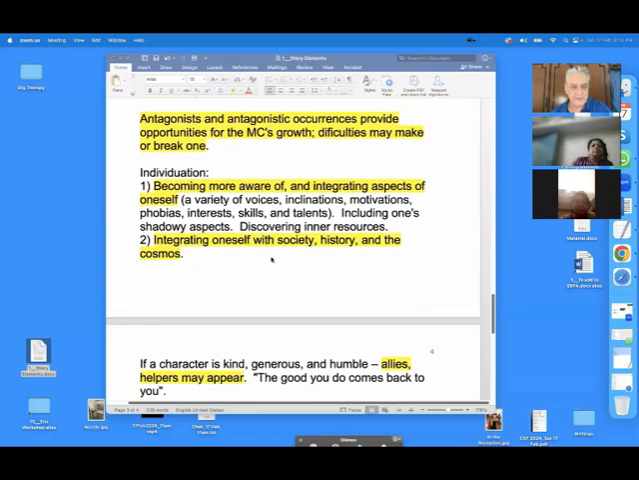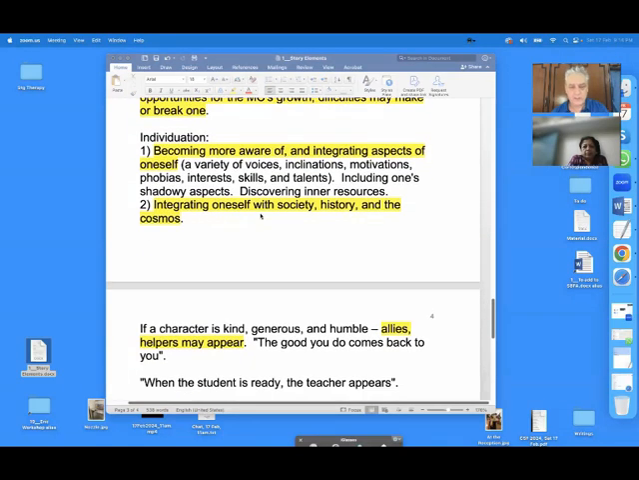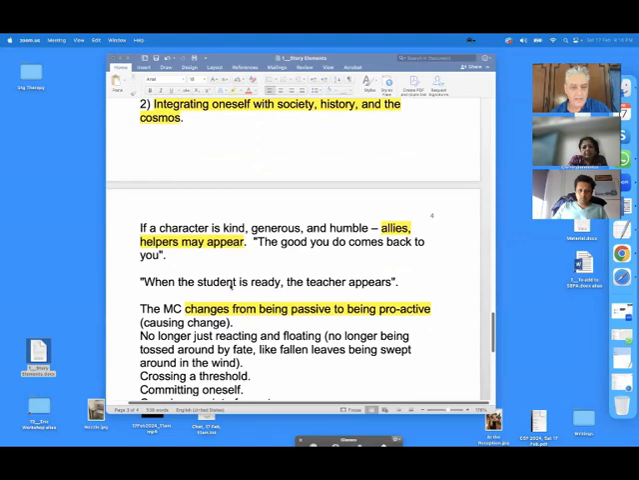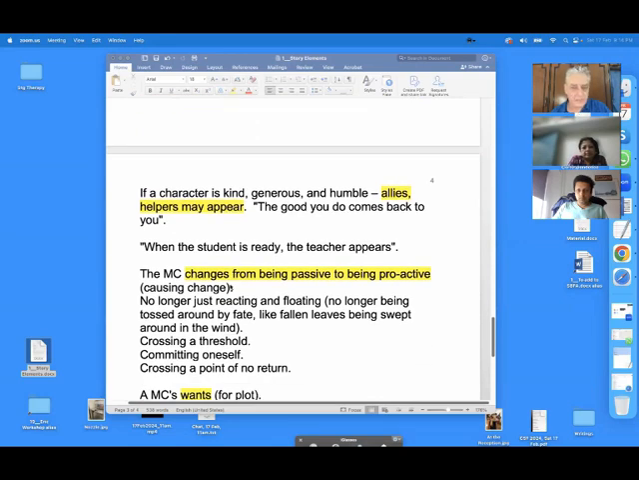This relates to this term used by Carl Jung, individuation, which is all about becoming more aware of aspects of oneself and integrating those aspects, even negative aspects, and also integrating oneself with society, history, and the universe, whatever that means to you. If a character is kind, generous, and humble, allies and helpers may appear in stories. The good you do comes back to you. We all know that, right? That's a basic principle that many of us believe in life.